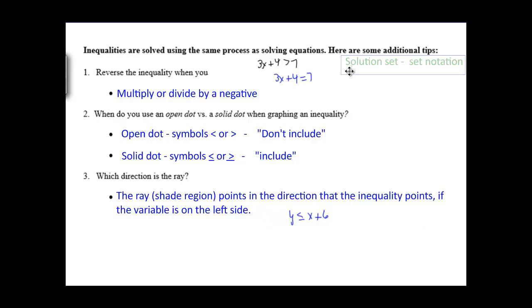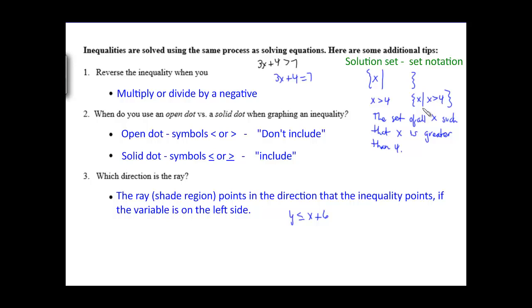Another thing to think about is solution set notation. What we mean is after we solve an inequality, we get a set of all x's, all y's, all values that are true. If my answer came out to be x is greater than 4, we would say brackets x is greater than 4 and brackets. This is the set of all x such that x is greater than 4.